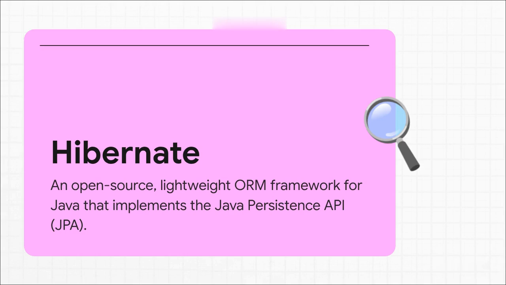It's known for being really high performance. But here's a key detail. It implements something called the Java Persistence API, or JPA. Now, don't let the name scare you. JPA is basically just the official rulebook from Java that says, hey, this is how an ORM should behave. Hibernate follows that rulebook perfectly.